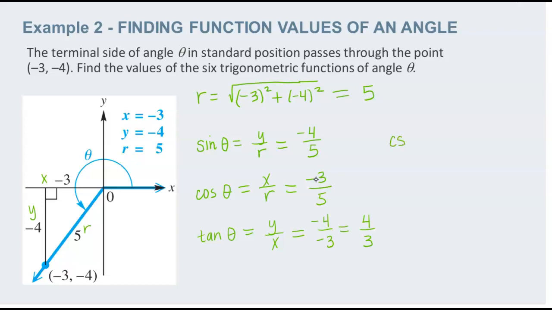The cosecant is just going to be the reciprocal of the sine, so it'll be -5/4. The secant is going to be the reciprocal of cosine, so it's going to be -5/3. And the cotangent will be the reciprocal of the tangent, so that's 3/4.